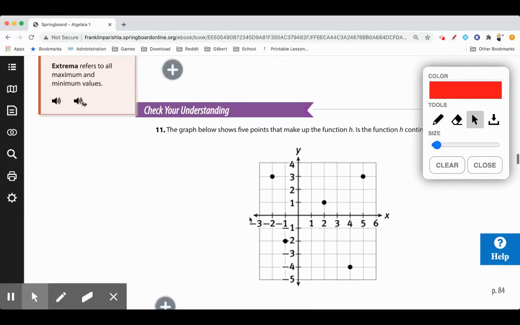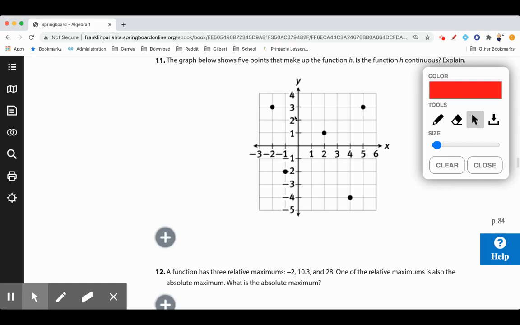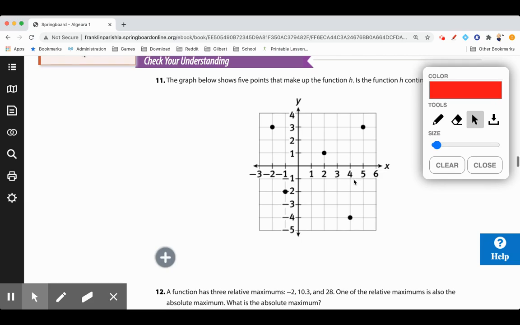Number 11. This graph shows 5 points that make up the function h. Is the function continuous? So if I go from here to here to here to here to here, is that continuous? Is it connected? No. Okay, no line connects them. It's discrete. There's a point here, and then a point here, and then a point here. This is a discrete graph. It's not connected. It's not continuous. There's no line from one point to the other showing that you include all those points. You only include the point here, then here, here, here, here. Discrete, not continuous.